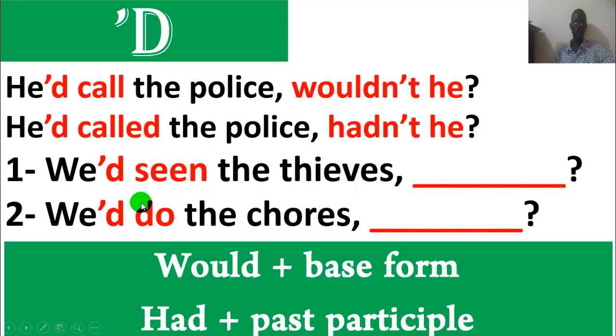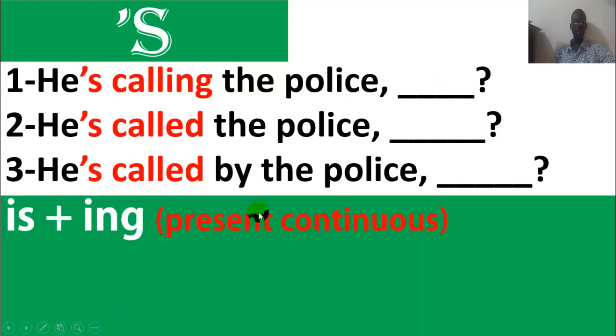Number 2, we'll do the chores. Nous allons faire les travaux ménagers. Here, it is had or would. Normally, it is would because do is base form. When you have base form, it is would here. When you have past participle, it is had. Consequently, he is calling the, yes.